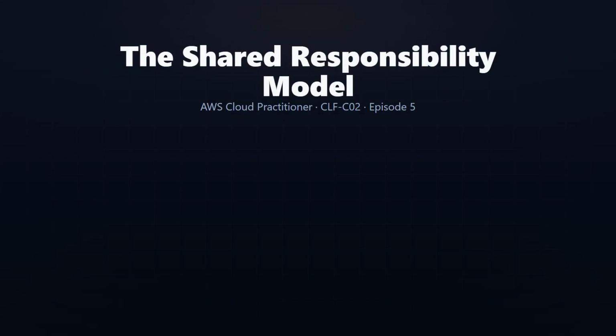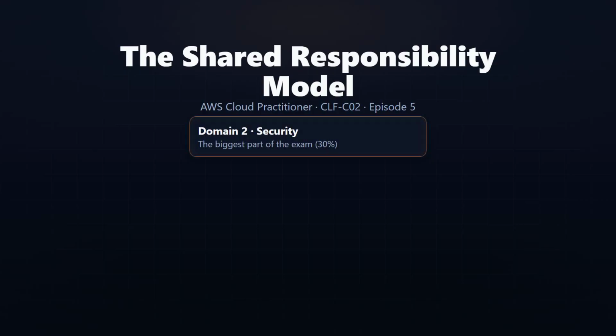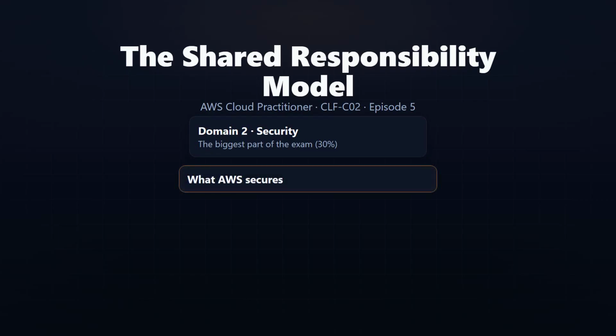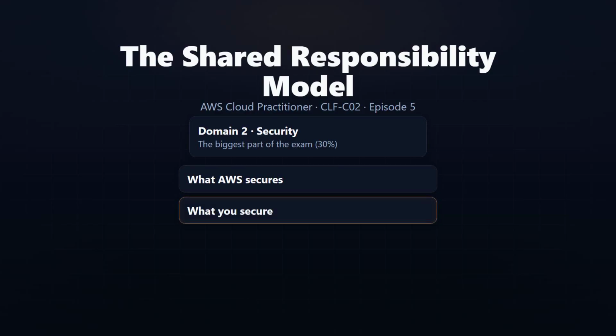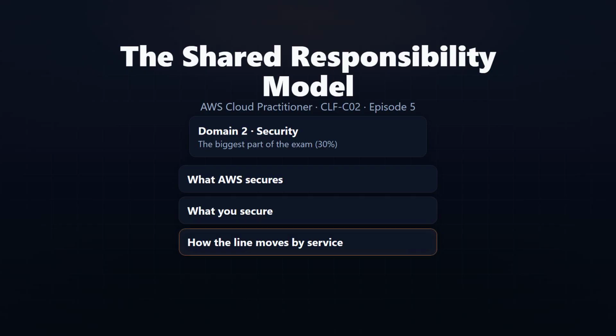The first 4 episodes covered what the cloud is and what it costs. Now we start the biggest part of the exam, security. It comes down to one question: who is responsible for what? First, what AWS secures, then what you secure, and finally, how the line shifts by service. That's the shared responsibility model.